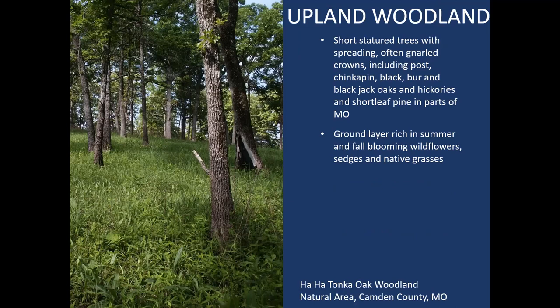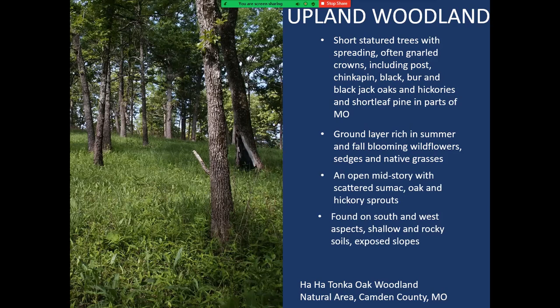The ground layer in the summertime is rich in wildflowers, as well as in the fall, and these also include sedges and native grasses. They have an open midstory with scattered sumac, oak, and hickory sprouts. They're found on south and west aspects with shallow and rocky soils and exposed slopes. And they have dappled sunlight in the summer at ground level.